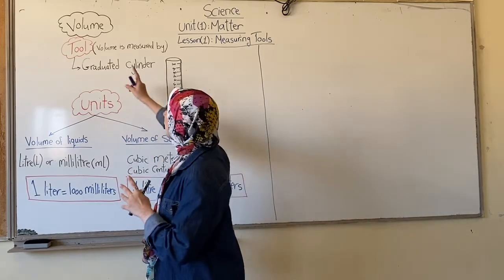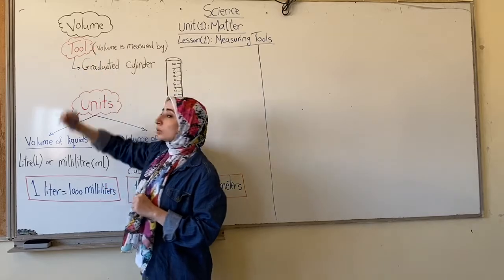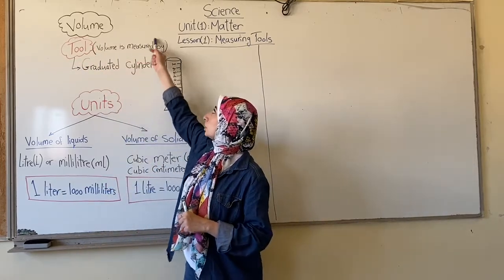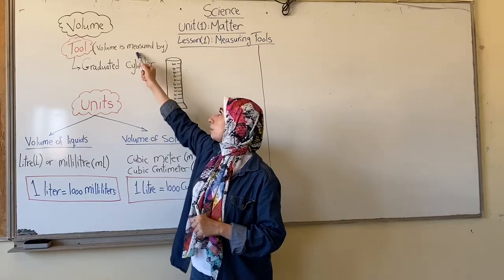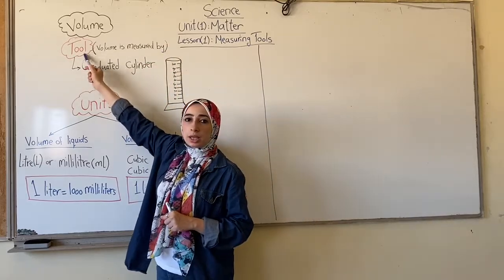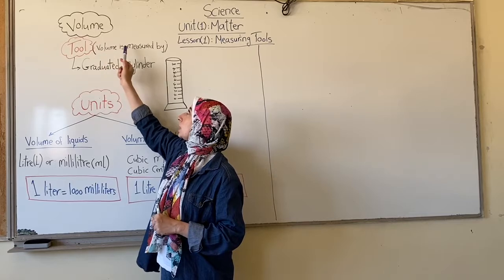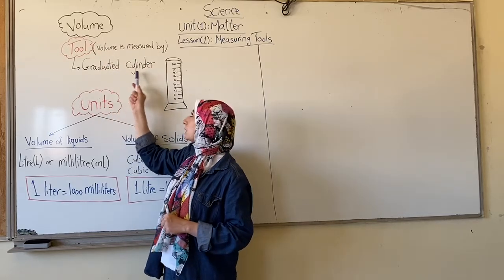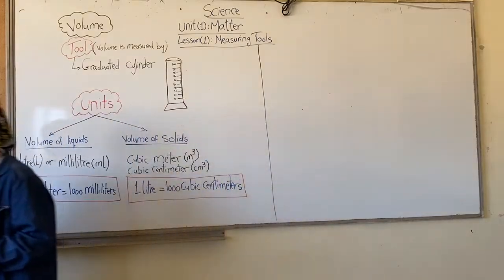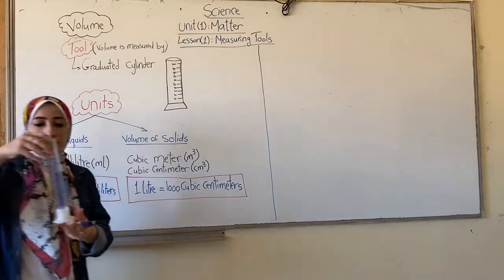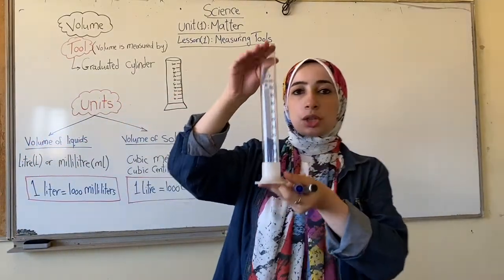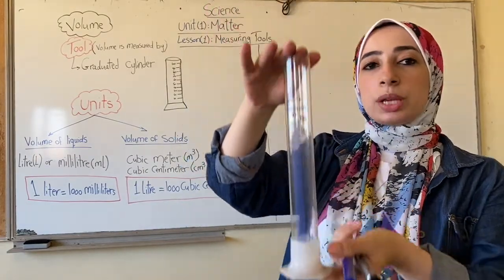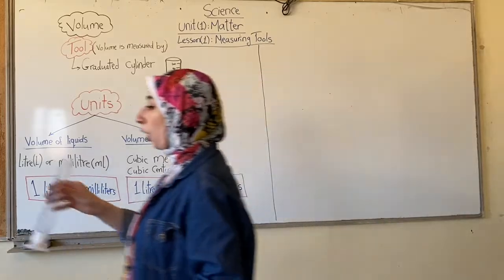Let's start. The measuring tool for volume is measured by, don't forget that "measured by" means I need that tool. So volume is measured by a tool called a graduated cylinder, like this one. I use this tool, the graduated cylinder, to measure the volume of an object.